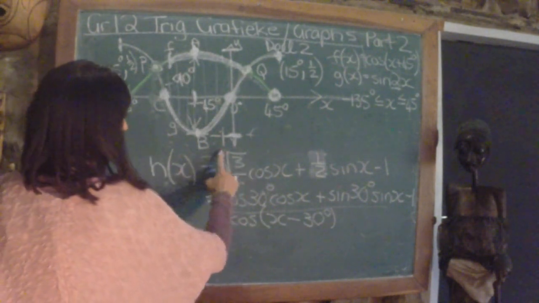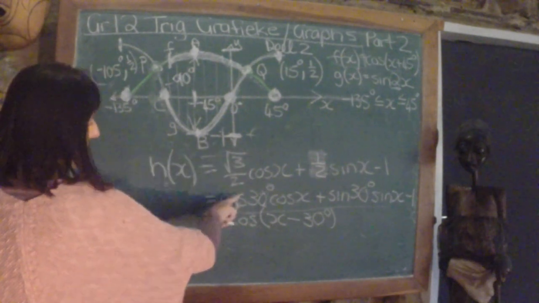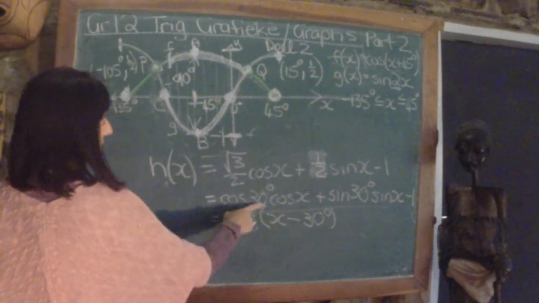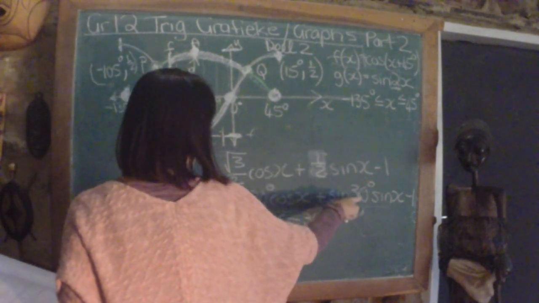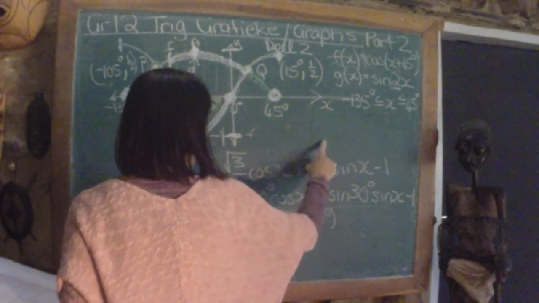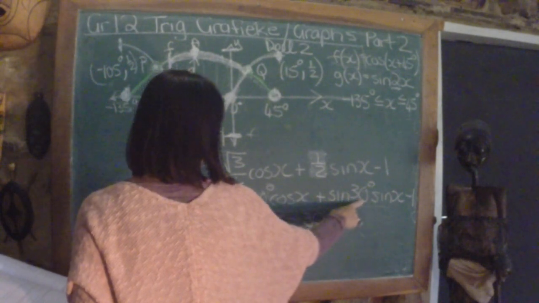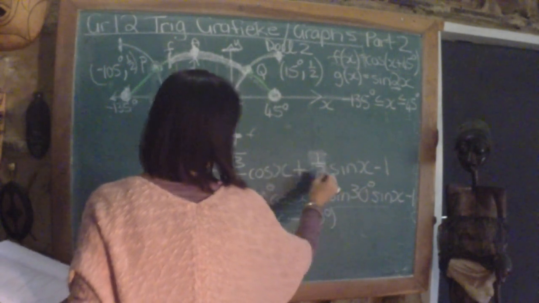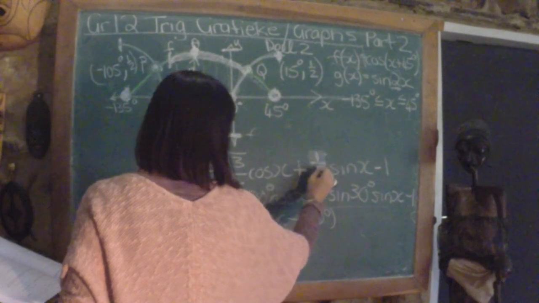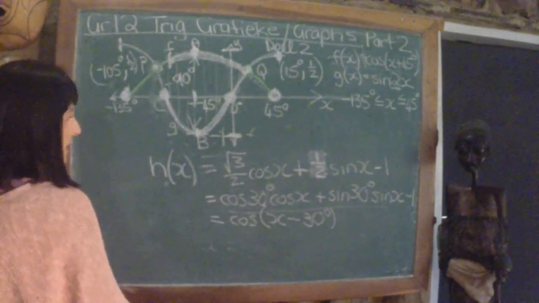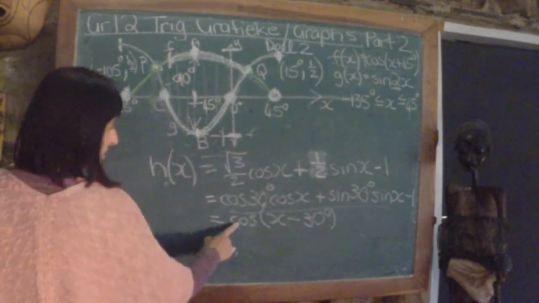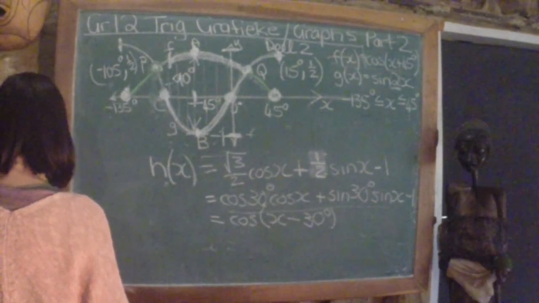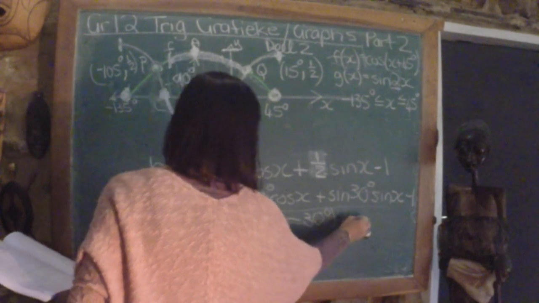Ons het ons spesiale hoekformules terugwerkend gebruik om cos 30 te vervang in wortel 3 op 2. We work backwards to substitute a half with the sin of 30. I written this down incorrectly. That must be a half and that must be a plus. So nou kan ons gaan sê cos 30 cos x plus sin 30 sin x is die cos van x min 30 grade min 1.